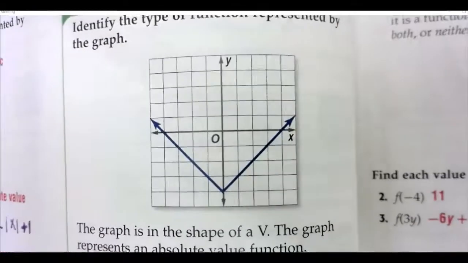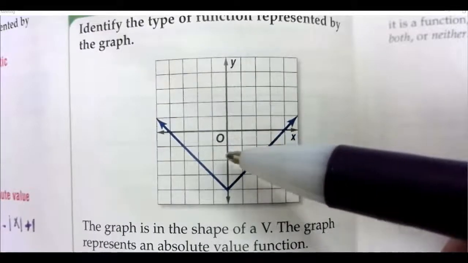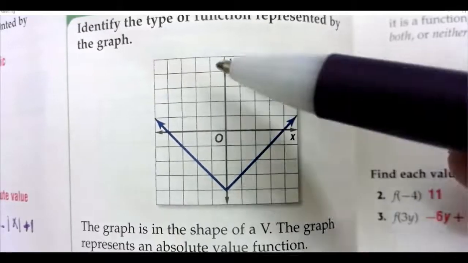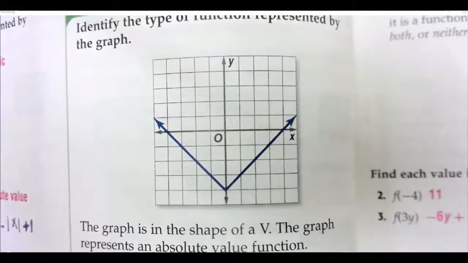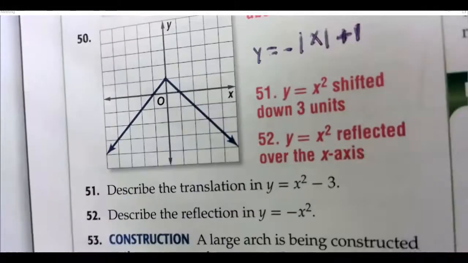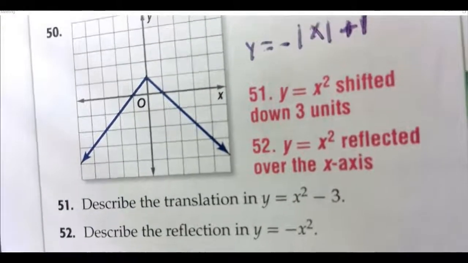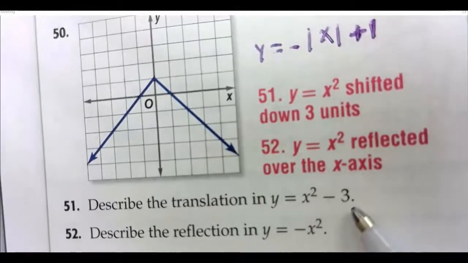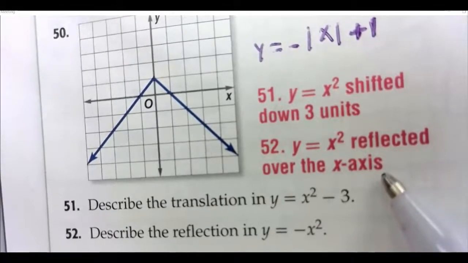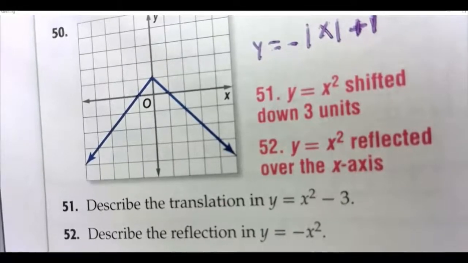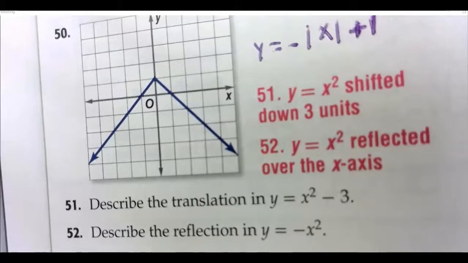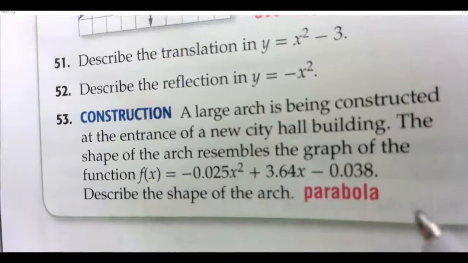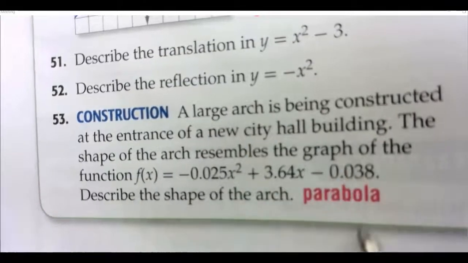Similarly over here, this is an absolute value function. It is shifted down 1, 2, 3, 4. The slope is 1 over 1. So this is the absolute value of x minus 4. Just looking at the equations in 51 and 52, you should have been able to describe them. So this quadratic would be shifted down 3 because of the -3 after the equation, and this one is reflected because of the negative in front. Anything raised to the second power is a quadratic, so its graph will be an arch or a parabola.